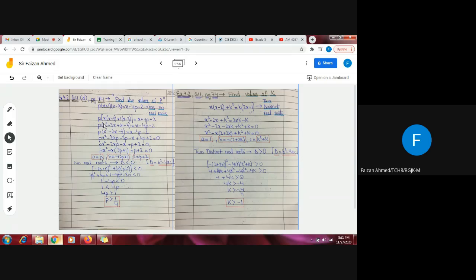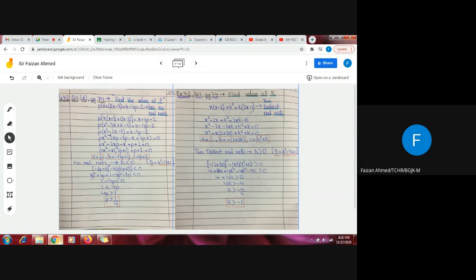X multiplied by x will be x square, x multiplied by minus 3 will be minus 3x, and plus 1 will be multiplied with x to get plus x, and plus 1 multiplied by minus 3 will be minus 3. And this minus 3x and this plus x will give me minus 2x. So p bracket open x square minus 2x minus 3. This side will be as it is, 4 minus x minus 4p minus 2.